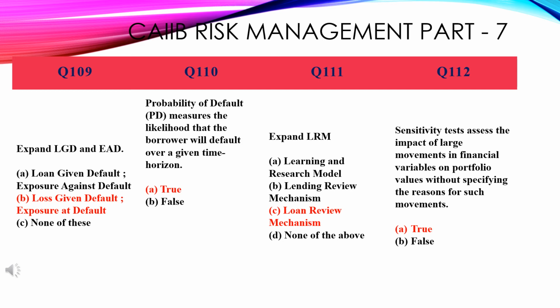So this is loss given default. I hope you are able to understand what this is. LGD, loss given default. Second is exposure at default. So what is exposure at default? It is for loan commitments and measures the amount of the facility that is likely to be drawn.